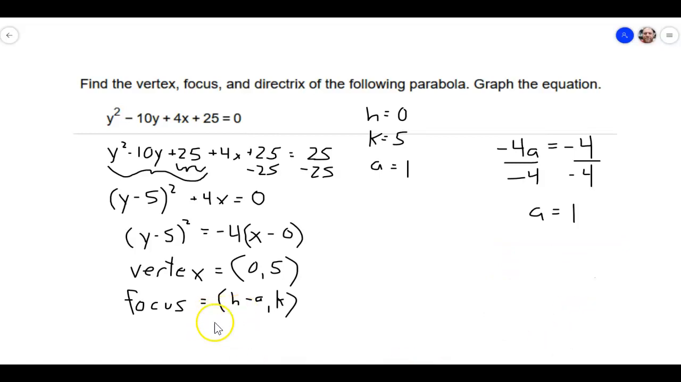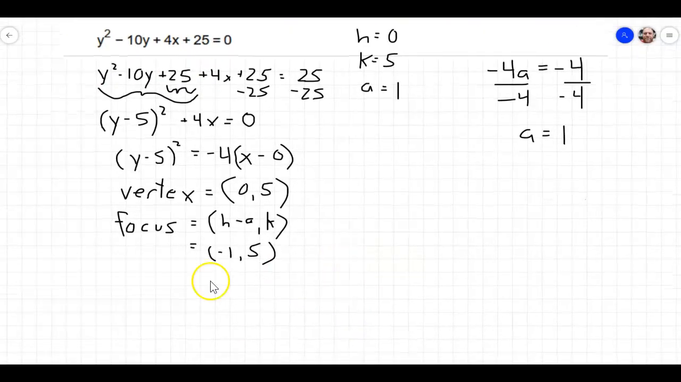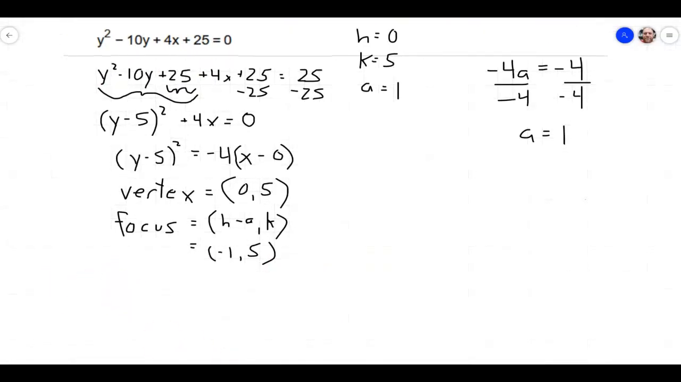Let's go ahead and do this focus. So that is just equal to 0 minus 1, which is -1, and K is 5. So there's our focus. Our directrix, they give us a nice formula for that too. Directrix.